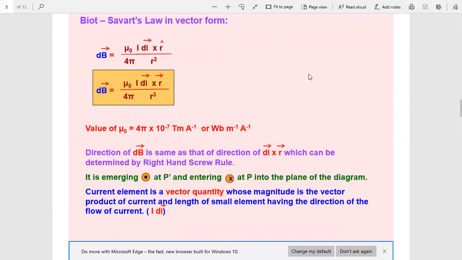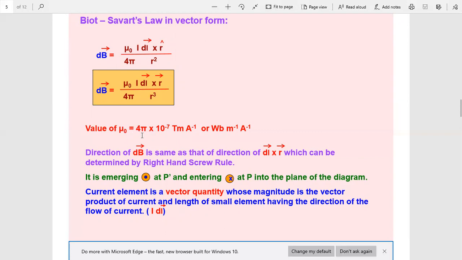So mod of vector r can be written as r simply. So already there is r square, and in place of r cap you write vector r divided by r. So r square into r becomes r cube, and your final expression is this one. So this is the vector form of Biot-Savart law.